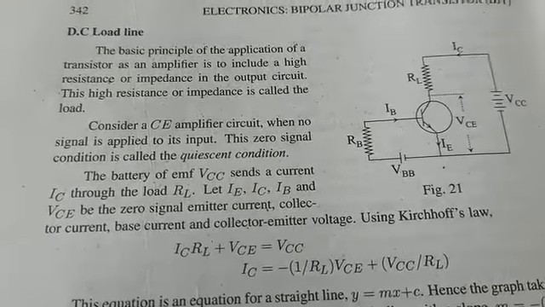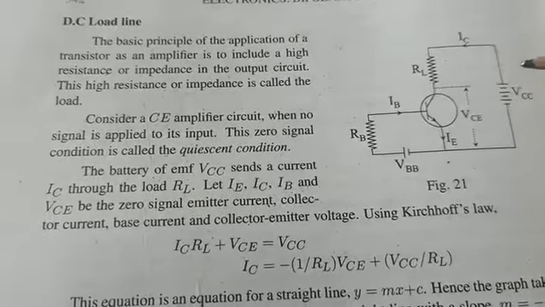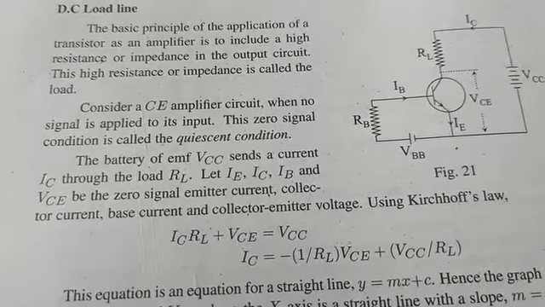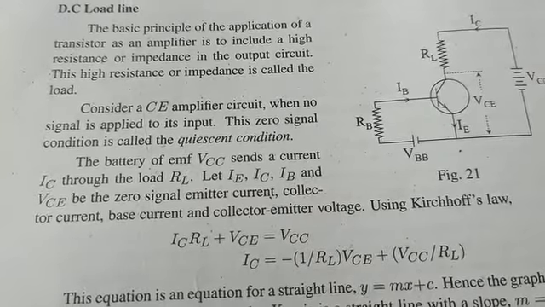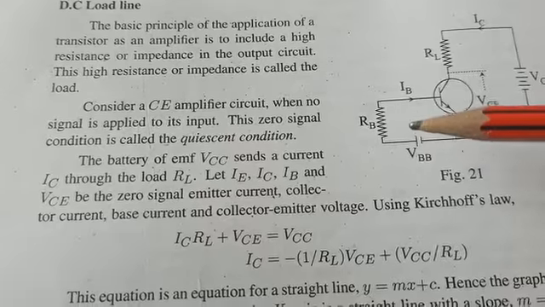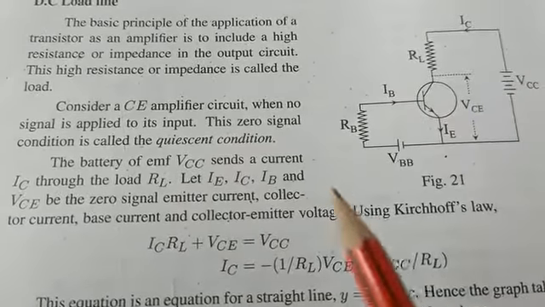DC load line. The basic principle of application of a transistor is an amplifier. Here it includes a high resistance or impedance in the output circuit, whereas a low resistance in the input. So let's consider a CE configuration.